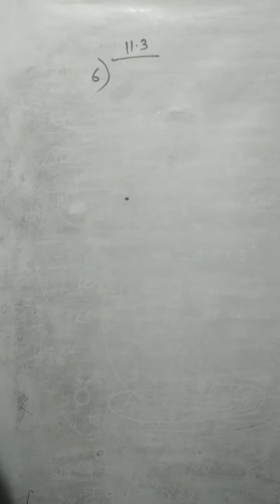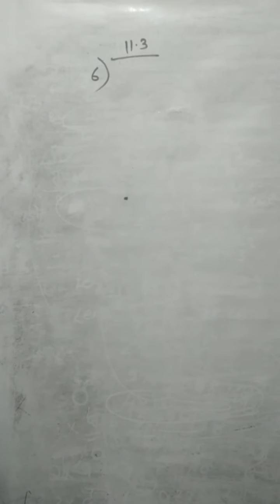Sixth question. Saima wants to put a lace on the edge of a circular table cover of diameter 1.5 meter. Find the length of the lace required and also find its cost if 1 meter of the lace costs rupees 15.